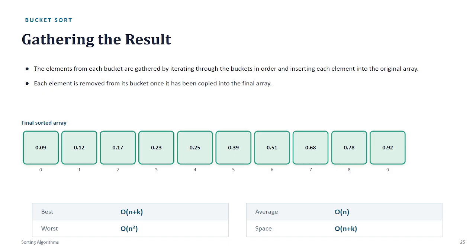Bucket sort is extremely efficient when the input values are evenly distributed. Before that we saw merge sort, where you have to mention uniform distribution. Here also a uniform distribution is needed.